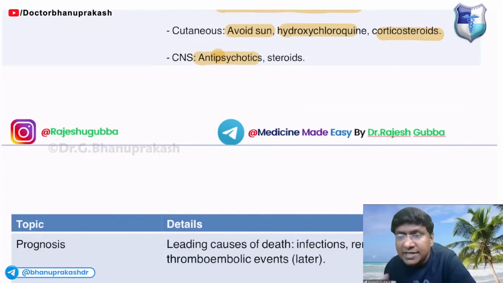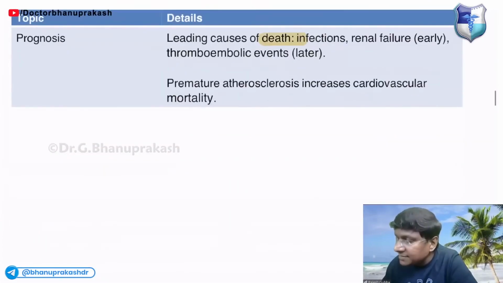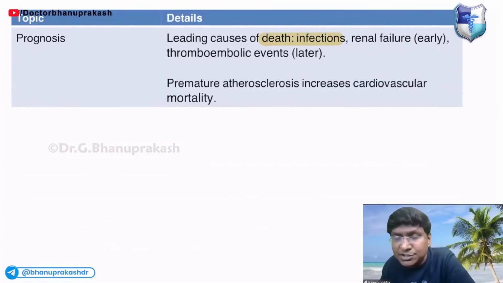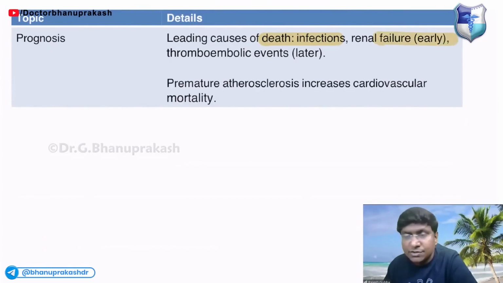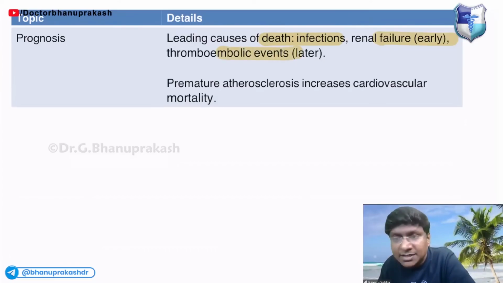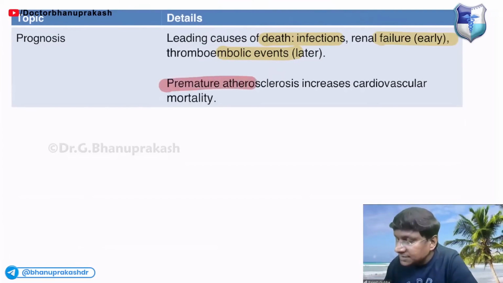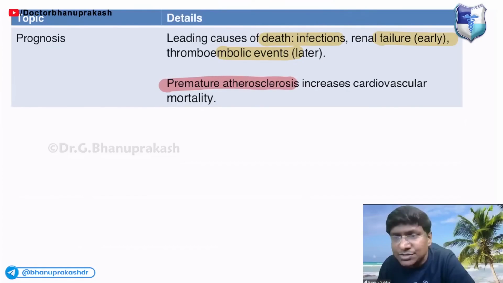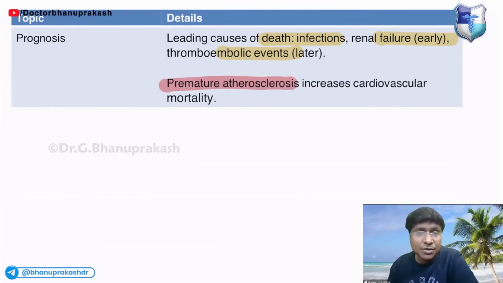And overall, what is the cause of death in these patients? Overall, the cause of death in patients with SLE is infections, because of neutropenia. And in early stages of SLE, the cause of death could even be renal failure. And in the later stages of SLE, the cause of death can even be thromboembolic events, right? And in these patients, there is an increased risk of premature atherosclerosis that will result in coronary artery disease. So this is about your SLE. SLE is done in just 5 minutes.